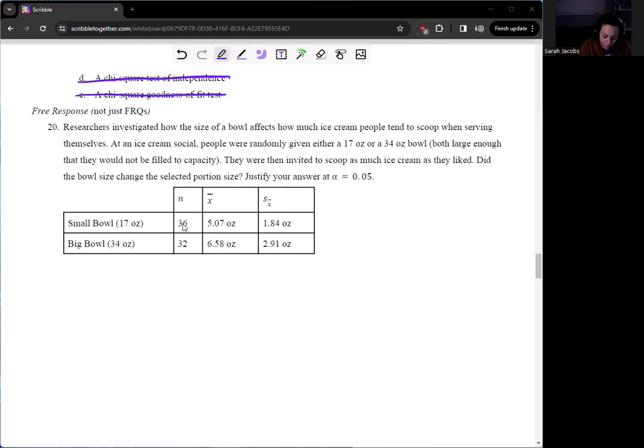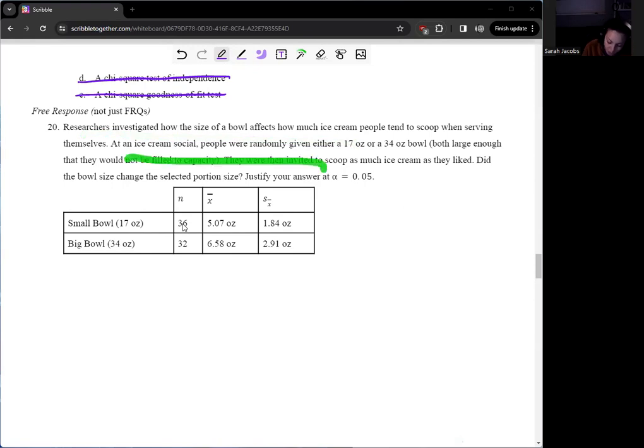Okay. Researchers investigated how the size of a bowl affects how much ice cream people tend to scoop when serving themselves. This is the idea of priming, right? If you give them a bigger bowl, are they just going to think about putting more ice cream in it?